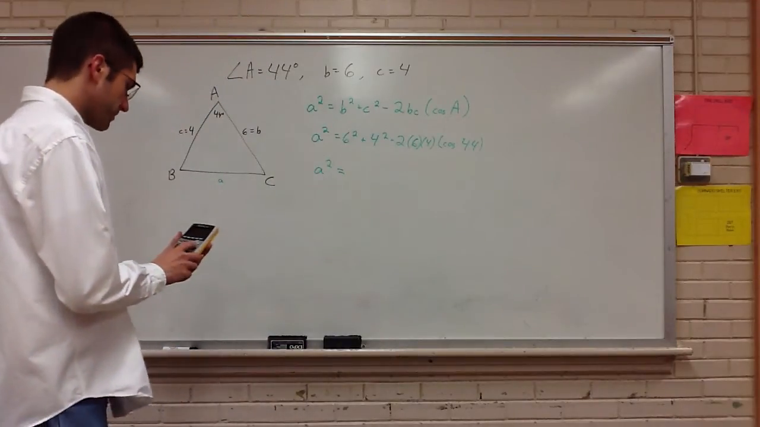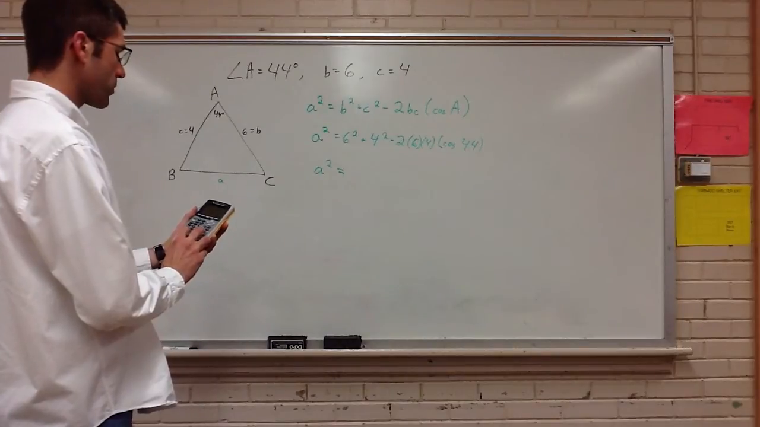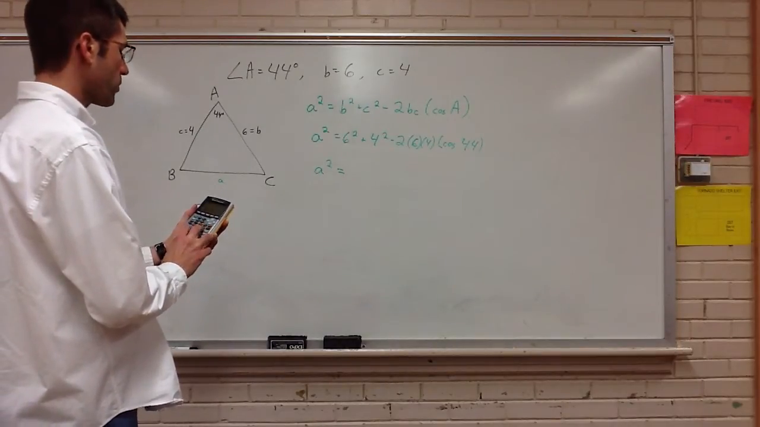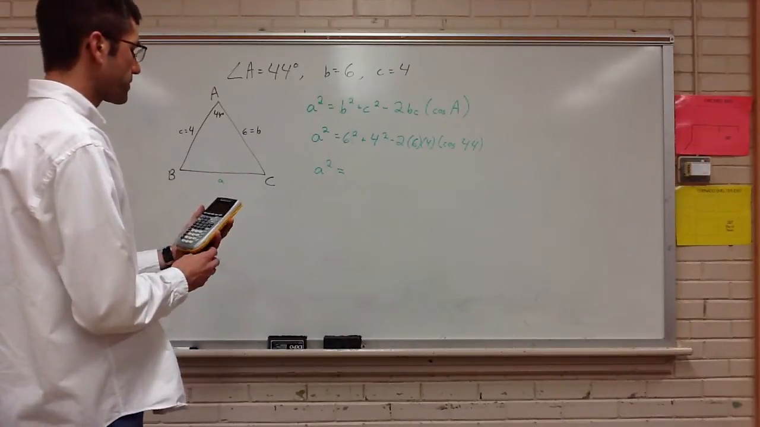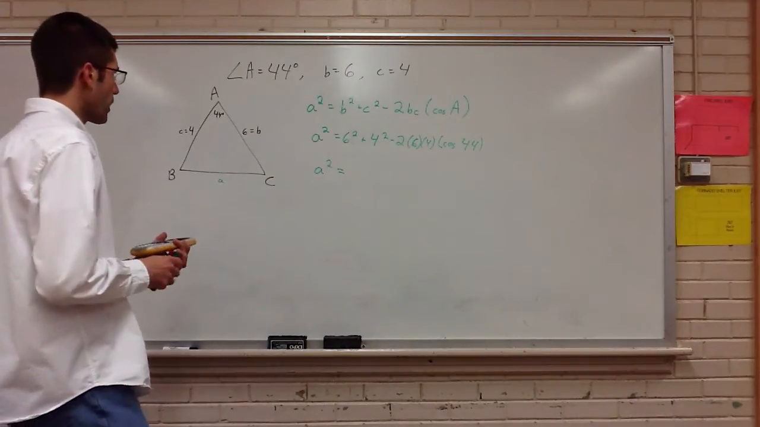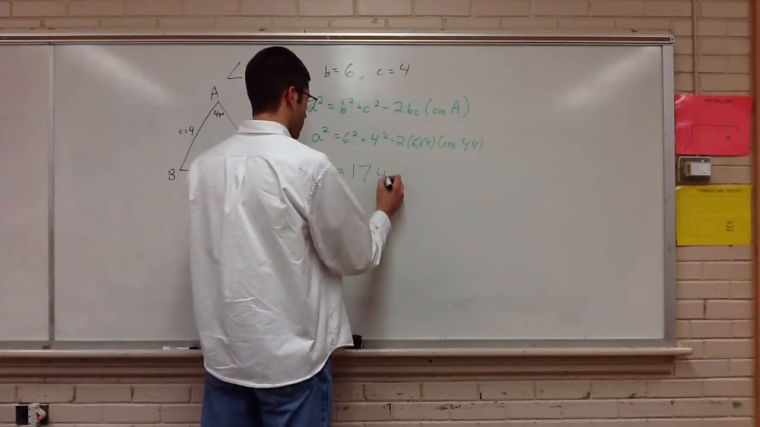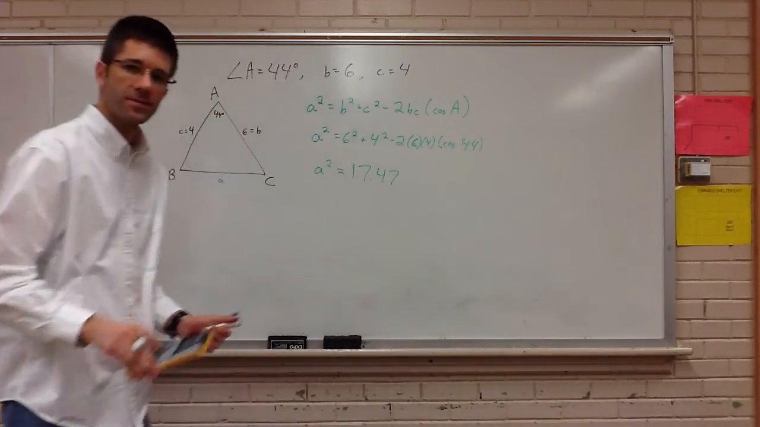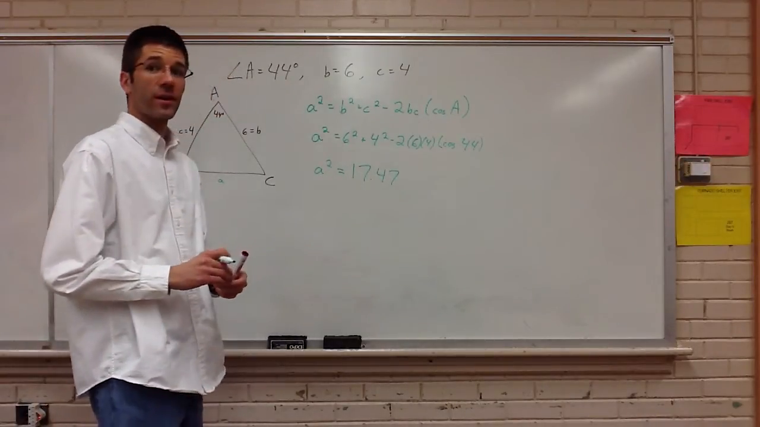All right, so we'll type it in. Squared plus 4 squared minus 2 times 6 times 4 times cosine of 44. Again, make sure you're in degrees, and I am. There we go. A squared equals 17.47. Are we done? Obviously not, because I asked if we're done or not. Normally I don't ask if we're done if we are done.